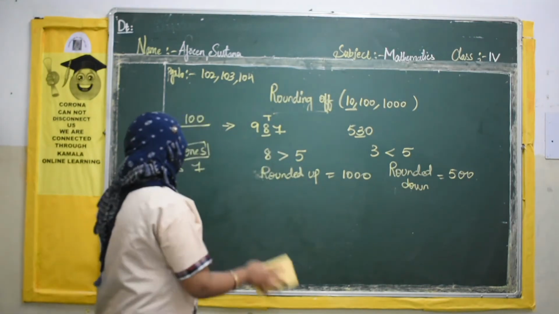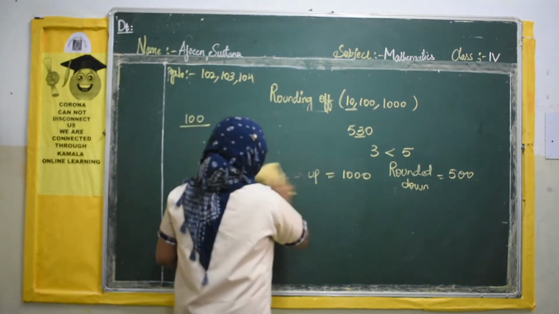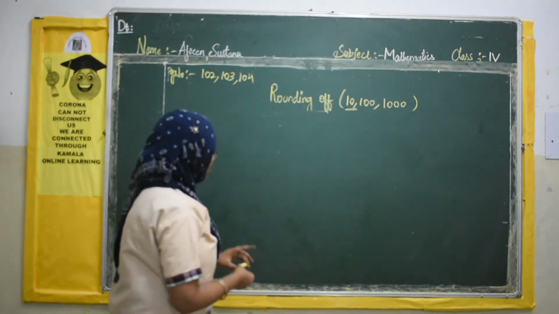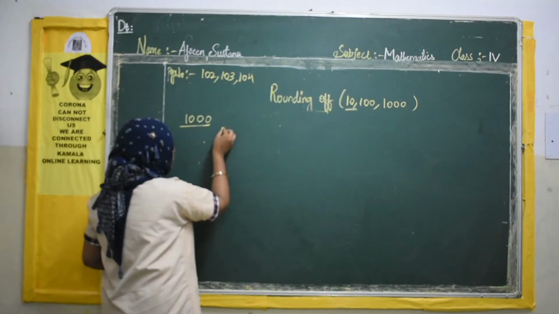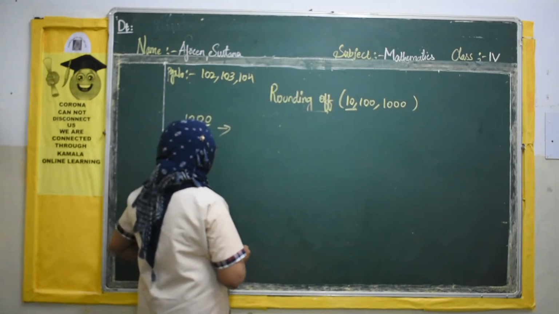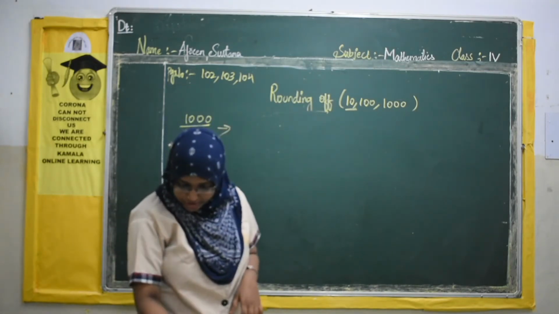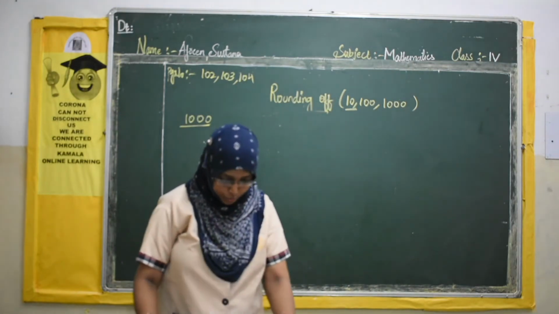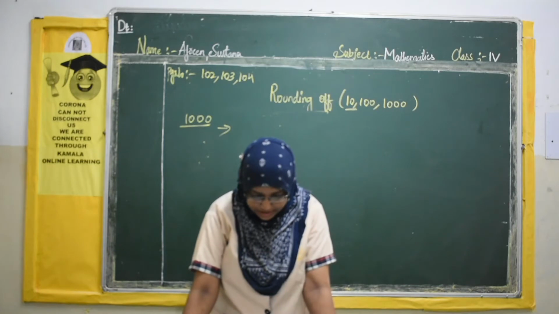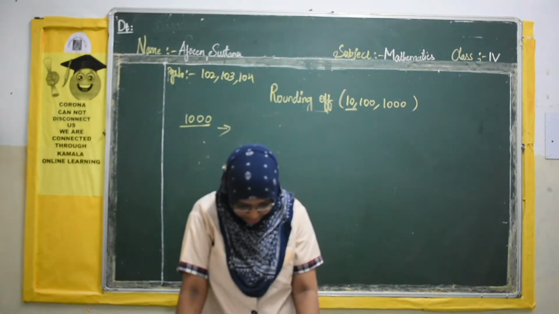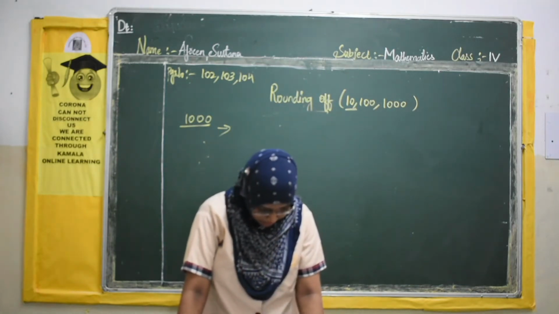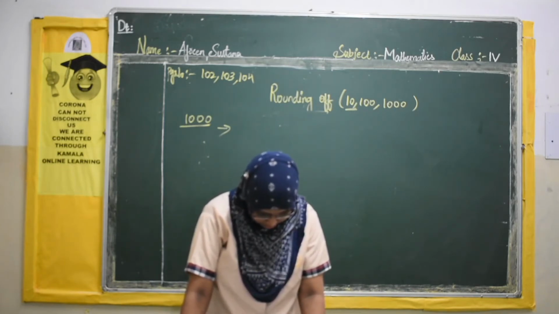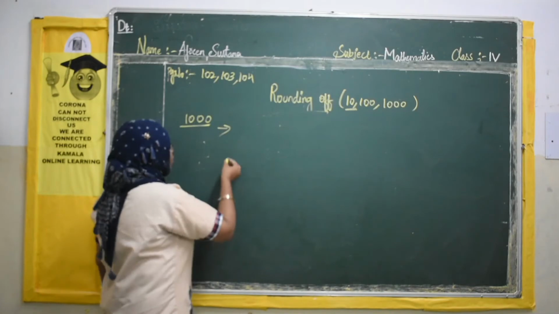Now let us see how to do it for thousands. To round to 1000, see what they have given here on page number 104. Method 2: if the digit at the 100 place is equal to or greater than 5, the number is rounded up.